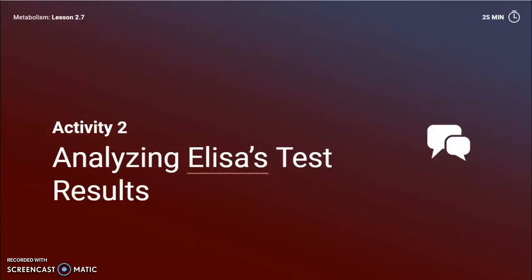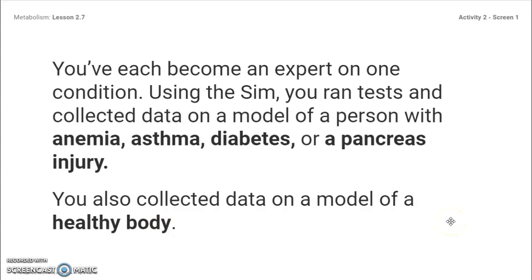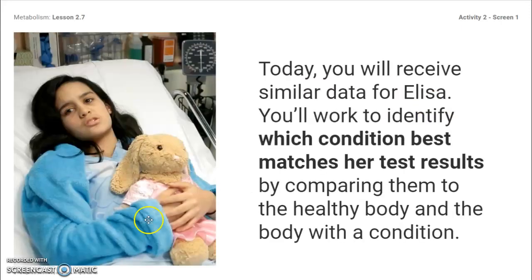Okay. Welcome back. We're going to go into activity 2 where we analyze her test results. So you become an expert on one of those 4 conditions. Using the sim, you ran tests to collect data on a model of a person with either anemia, asthma, diabetes, or a pancreas injury, and you also collected data about what a healthy body would look like. So today you're going to receive similar data for Elisa. You'll work to identify which condition best matches her test results by comparing them to a healthy body and the body with a condition. So you're going to compare it back to what would be normal in the healthy body and see what is going on.